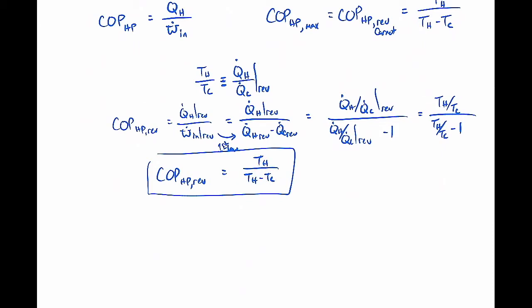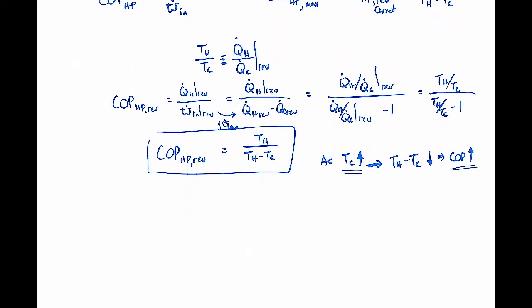And you can see that as TC increases, then TH minus TC, assuming a fixed TH, is going to get smaller. TH, of course, is always greater than TC. And then that means that our COP is going to increase, right? So if we can pull energy from a higher temperature source, cold reservoir, then our coefficient of performance is going to increase. And this is typically the case.